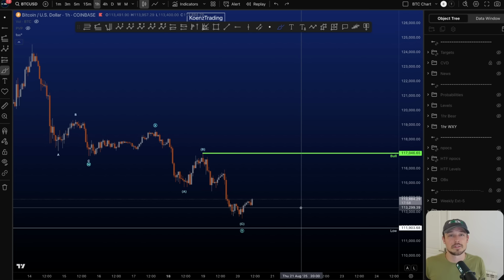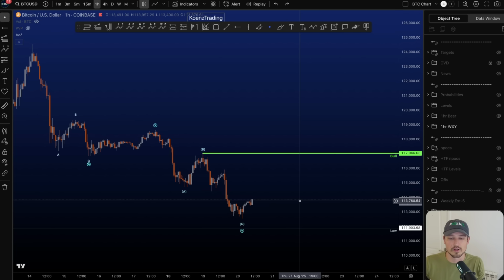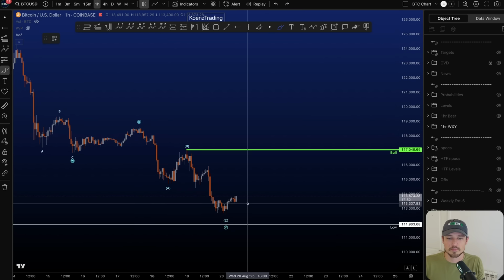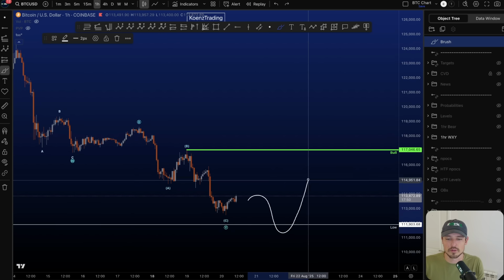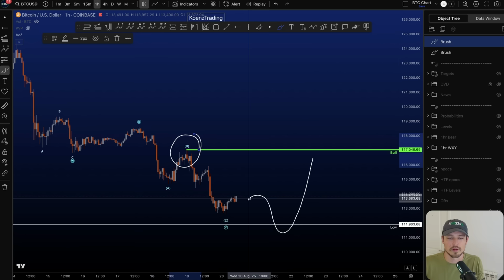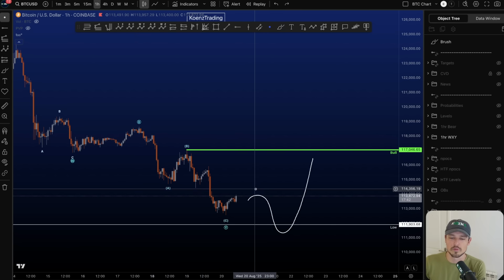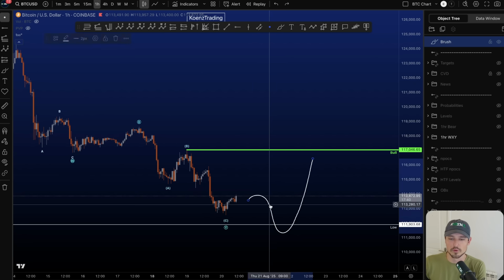Move beyond 117K and probabilities move in favor of the bulls and higher prices are to be expected. Even if price moves to the downside once more and then moves up after, no problem, the relevancy of 117K remains, and still if price moves above that level, probabilities move in favor of the bulls.